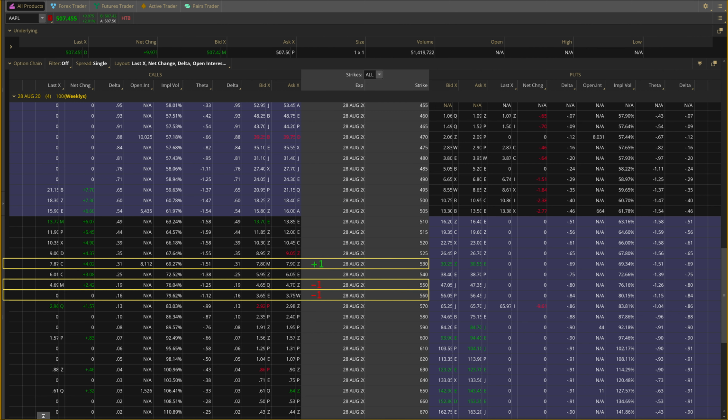That just sounds terrible. How could I possibly know Apple isn't going to go to 1,000 by the end of this week? Well, I don't know if Apple is going to 1,000 by this Friday. No one does, but here's my thought process on why I'm okay with this theoretically unlimited upside risk.